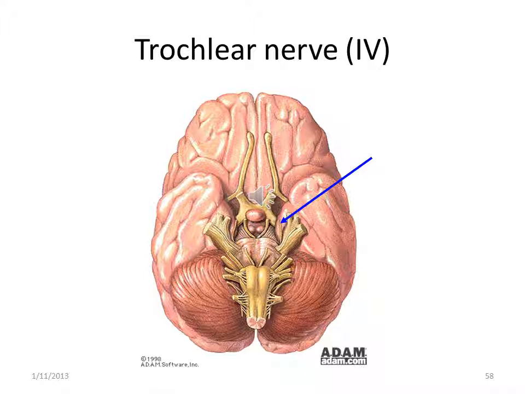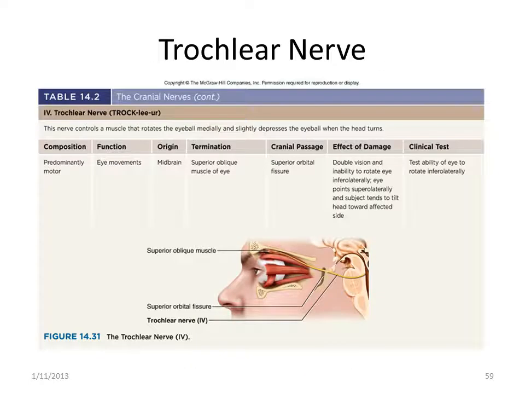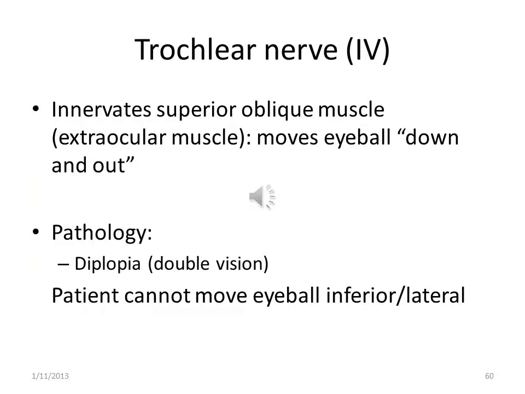The second cranial nerve that comes from the midbrain is the trochlear nerve. That is shown on this slide by the blue arrow. The trochlear nerve innervates one extraocular muscle. Its job is to move the eyeball down and out, so inferiorly and laterally. And if the trochlear nerve is damaged, diplopia will be the result.